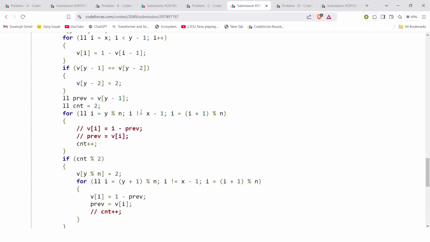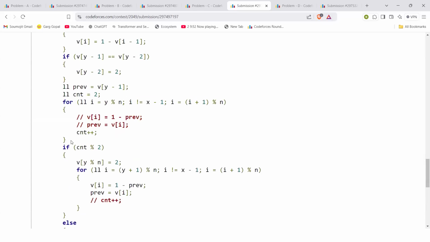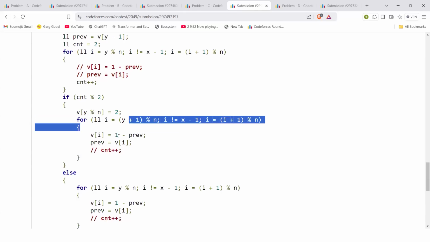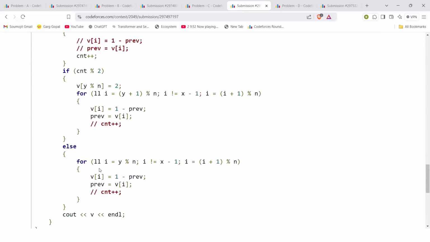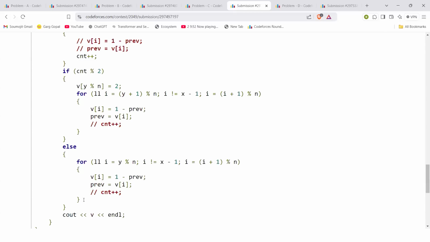I basically now go from y to x in the reverse direction, and I count the length of the cycle. And if the cycle is odd length, then I mark one of the nodes after y as 2, and then I keep on alternating between the other nodes. And if the count is even, that means I do not need to mark any node as 2, and I just move and count as I mark everyone as alternate, and then I print the vector.